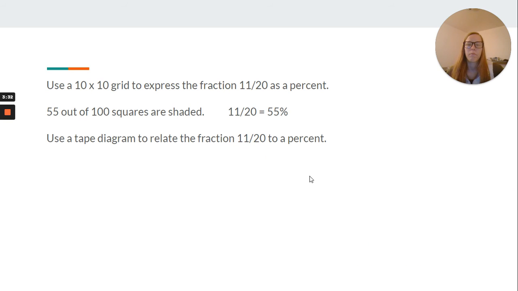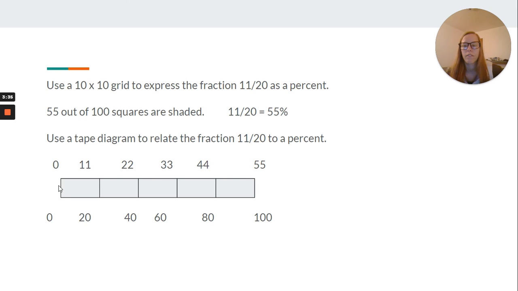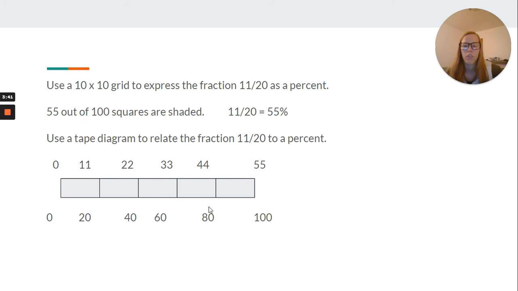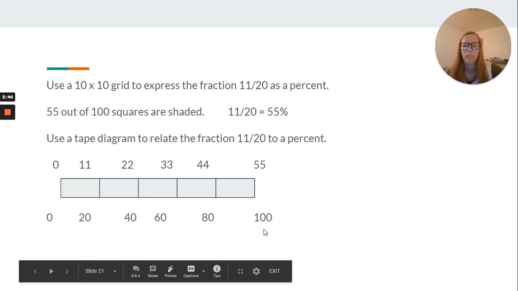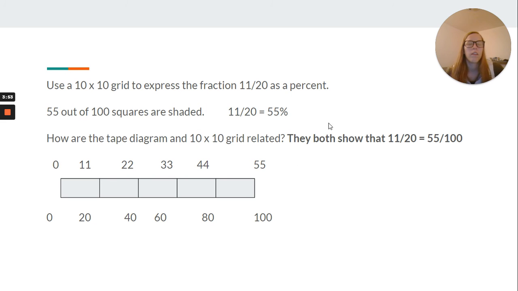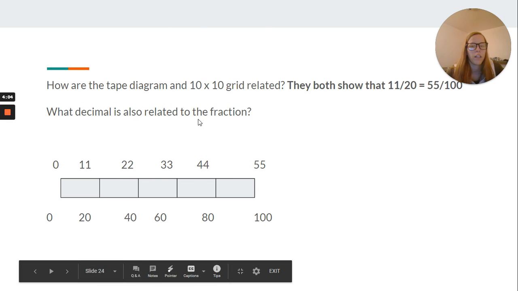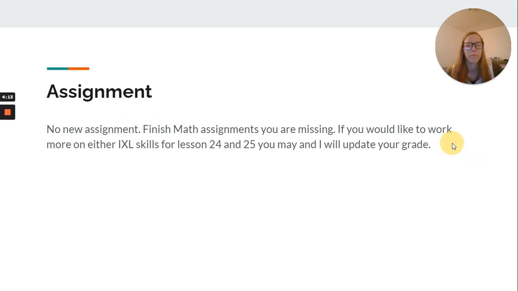We can also use a tape diagram to relate the fraction 11/20 to a percent. So we have 0, 0, 11 over 20, 22 over 40, 33 over 60, 44 over 80, and 55 over 100. Okay? So how are those two related? Well, they both show that 11 over 20 equals 55 over 100, or 55%. What decimal is also related to the fraction? Well, in the other problems we talked about, something over 100 is always going to have two places. 5, 5, so 0.55 is our decimal.